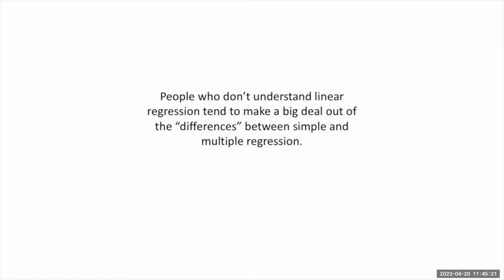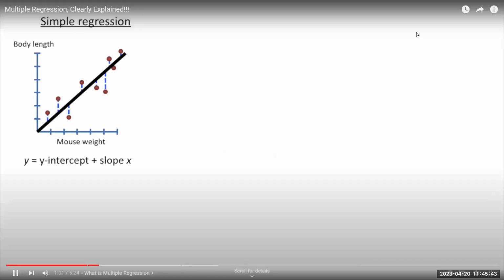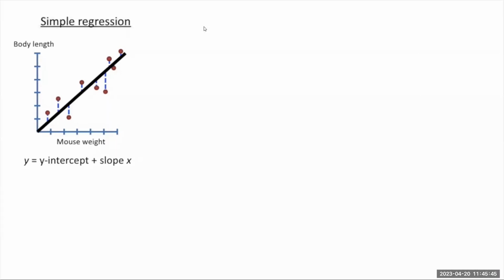People who don't understand linear regression tend to make a big deal out of the differences between simple and multiple regression. It's not a big deal, and the StatQuest on simple linear regression already covered most of the concepts we're going to cover here. You might recall from the StatQuest on linear regression that simple regression is just fitting a line to data. We're interested in the R-squared and the p-value to evaluate how well that line fits the data.